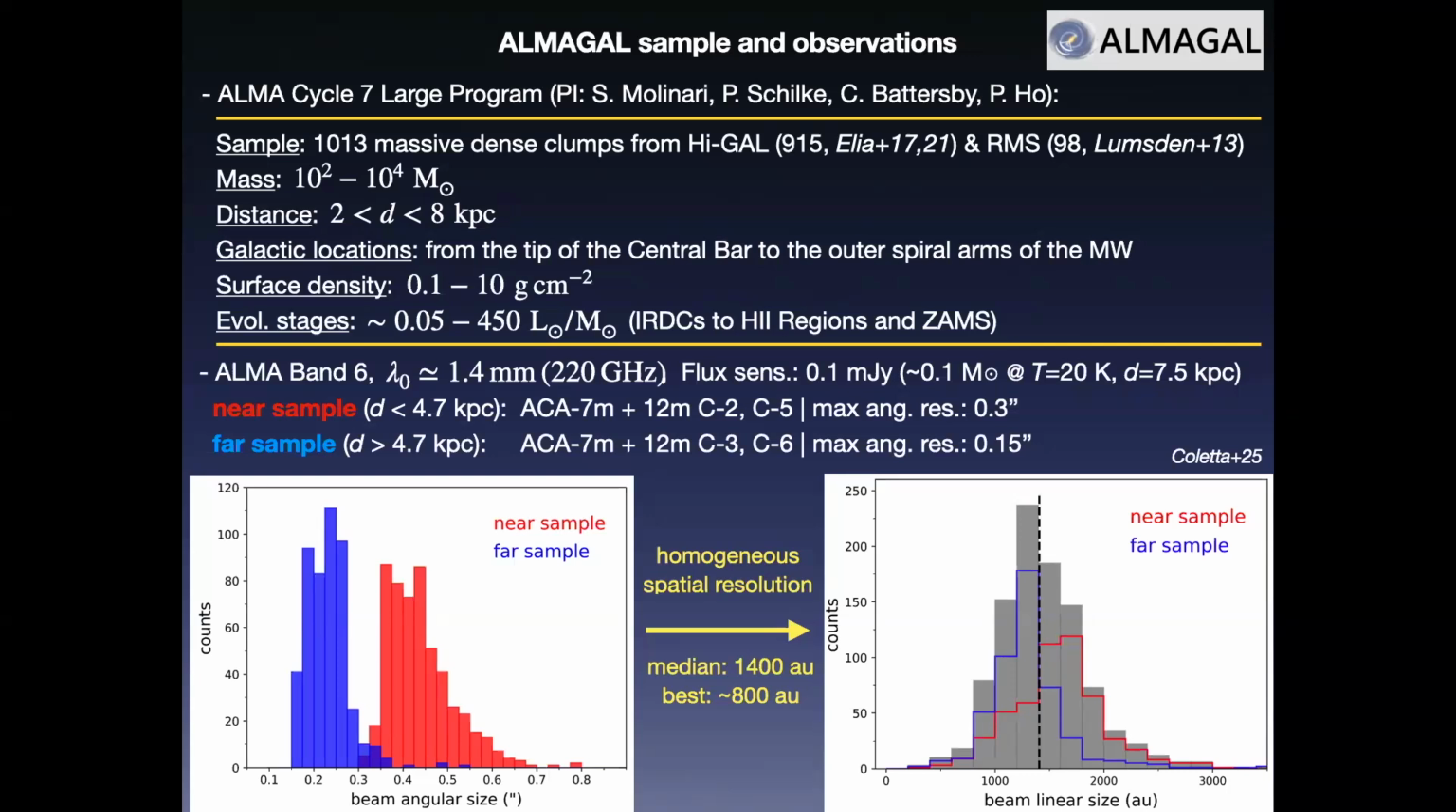The importance of this is that, even if we have a very wide range of distances and physical parameters from our clumps, we are able to do a consistent analysis for the whole sample despite its variety. So that's the main rationale behind this choice of the observational setup.